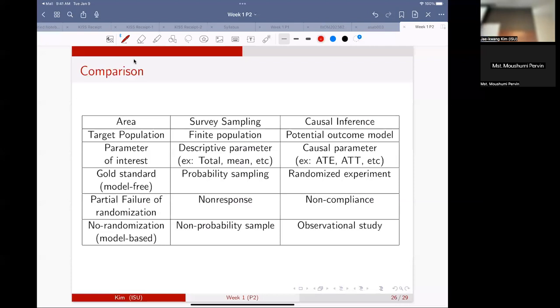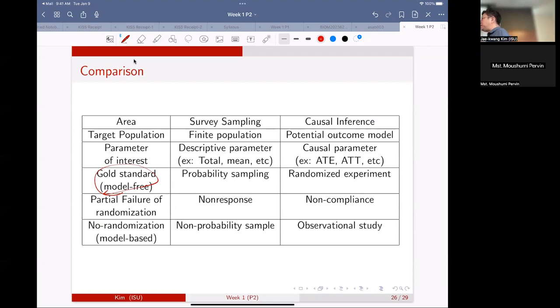So the parameter of interest in survey sampling is usually a descriptive parameter such as the finite population mean or total, something like that. But in causal inference, they are more interested in the causal parameter. So both approaches have a gold standard. Gold standard means that it's model free and very objective, and which is designed. In survey sampling, we call it probability sampling. In causal inference, it is essentially a randomized experiment. But they are expensive. So the gold standard is expensive, right?